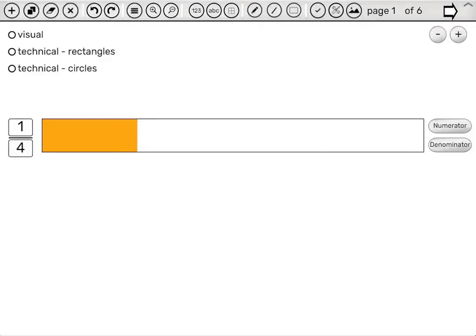Welcome to the app Expanding and Reducing Fractions. The topic of expanding and reducing fractions is fundamental to the subject of fractions. It is essential, for example, in adding fractions that don't have the same denominator.